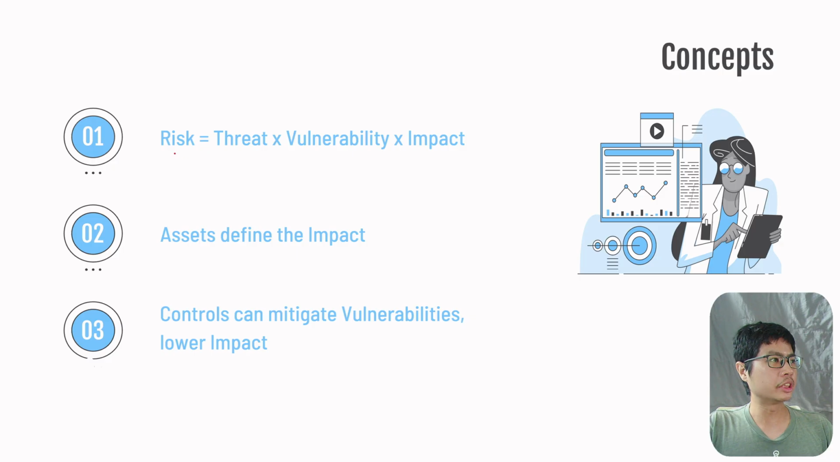Alright, when we look at risk, there's actually three elements that will affect the level of risk: threat, vulnerability, as well as impact. So risk is actually the likelihood of a negative event happening. When we look at risk, it's normally a negative event. We wouldn't really take a look at positive events.